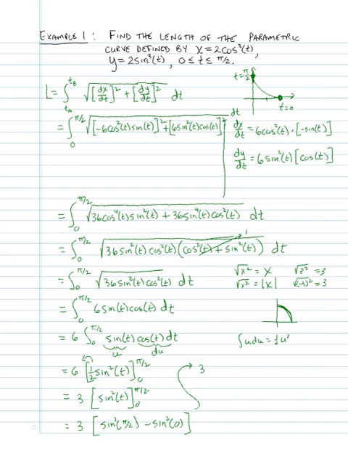Well, we've got our 3 factor. Since sine of pi over 2 is 1, we have nothing more than 1 squared in that first position. And since sine of 0 is 0, we have nothing more than 0 squared in that second position. So we have 3 times 1. So the result here is 3. The length of that curve is 3.